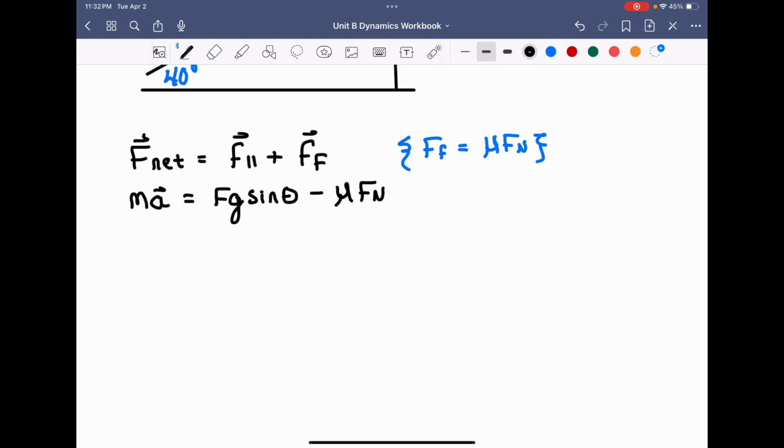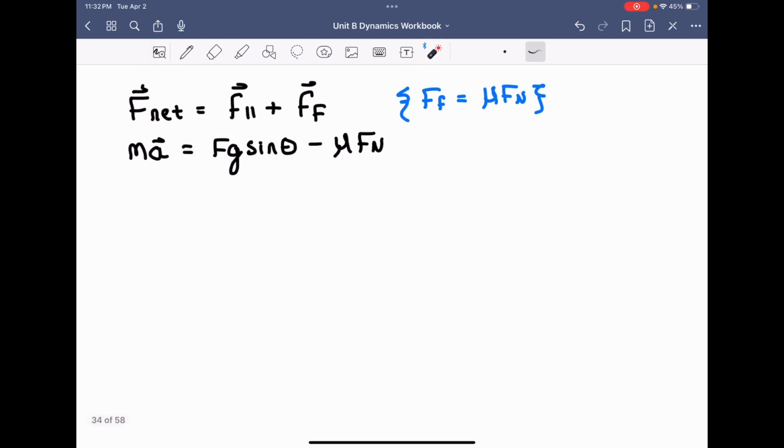So I'm going to drop the vector symbols when we go from the first line to the second line, and I need to make sure that my F parallel is positive. It's going down the incline. So this term was positive. This term, once I drop this vector arrow up here, I must include the negative that corresponds to the force of friction being in the opposite direction.